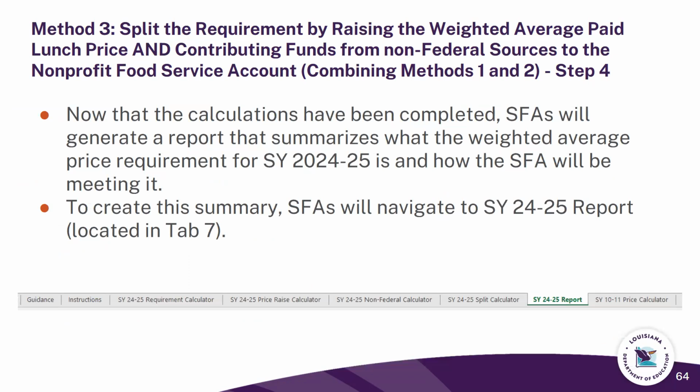Method 3, Step 4. Now that the calculations have been completed, SFAs will generate a report that summarizes what the weighted average price requirement for school year 24-25 is and how the SFA will be meeting it. To create this summary, SFAs will navigate to the school year 24-25 report located in tab 7.